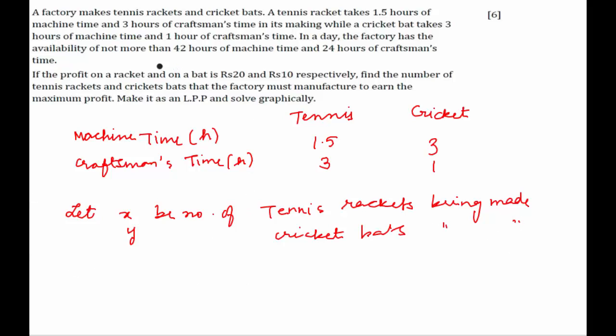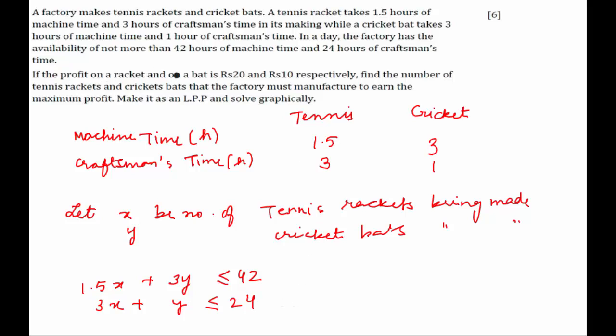Therefore, since they have given us a limit of 42 hours of machine time, 1.5 into X would be for tennis and 3Y would be for the cricket bats, and this has to be less than or equal to 42. And 24 hours of craftsman time, so 3X plus Y less than or equal to 24. So these are the two constraints.